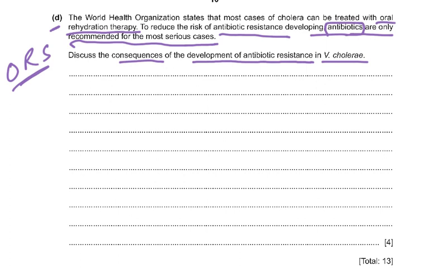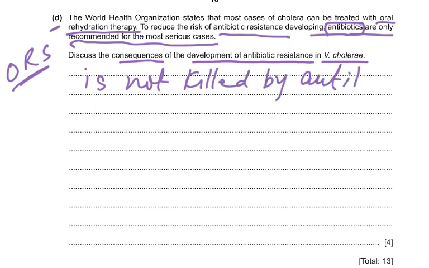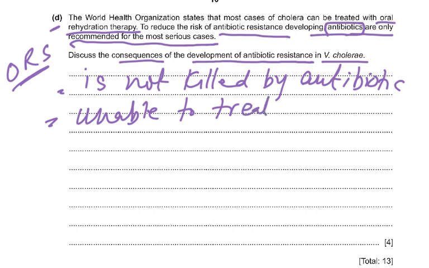So the first thing is that the Vibrio cholera is not killed by the antibiotic. These people are going to be very, very sick, because the antibiotic is not going to work, because the Vibrio cholera has become resistant to it. So we'll be unable to treat people. People will keep on having the disease and suffering, unable to treat people with cholera using antibiotics.